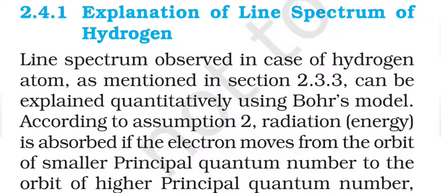Now let's move to our next point, explanation of the line spectrum of hydrogen. As discussed earlier, electrons are present around the nucleus in specific allowed regions, which we call orbits. Stationary states or orbits have fixed energy values, and electrons are able to jump from one energy level or orbit to another energy level or orbit, but they cannot be in between.